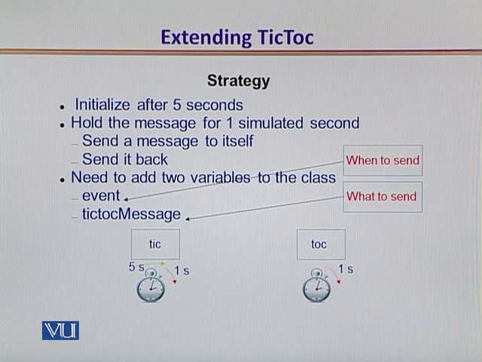Let's make a strategy. Here, what we assume is that creation of a message on the sending side takes 5 seconds. So the initialize method is going to introduce a delay of 5 seconds. The receiving side receives the message, holds it for 1 second, and then sends a message to itself and sends it back. So if you look at the visualization, we have the tick node and the talk node.